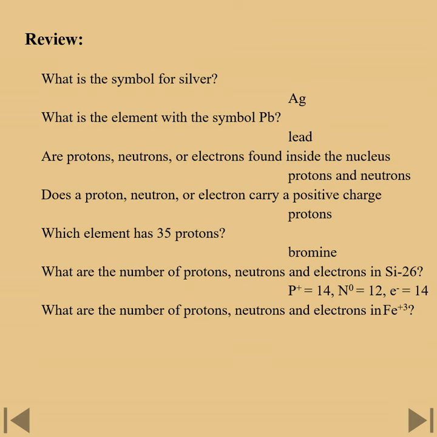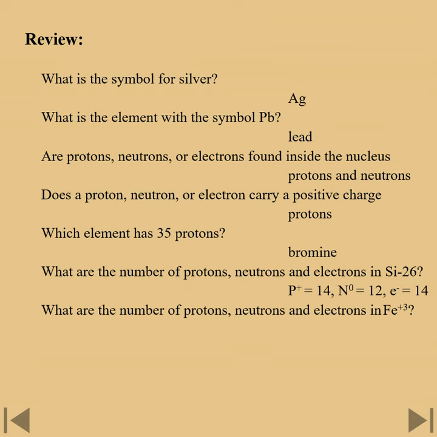Okay, what are the number of protons, neutrons, and electrons in the iron-3 ion? Well, protons, look at the periodic table, and iron is element 26, so 26 protons. What does that +3 charge mean? 3 more positives than negatives, 3 more protons than electrons. So we've lost 3 electrons, for 23 electrons.